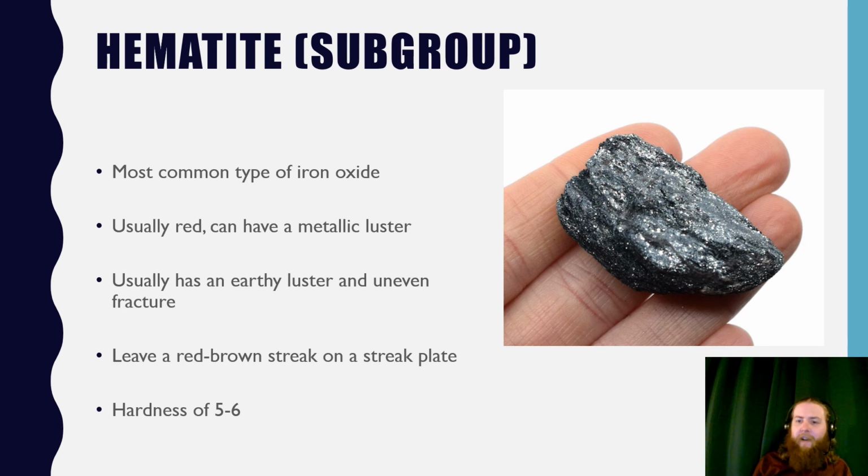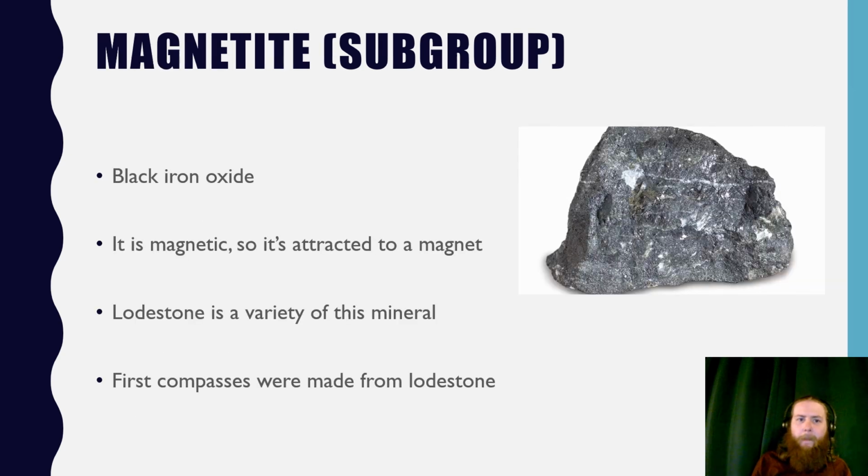Hematite is inside of these oxides and is our most common type of iron oxide. They're usually red. This sample I have here is not. It's kind of a shiny black. They can have a metallic luster. They can have an earthy luster or an uneven fracture. And they leave a very red-brown streak on a streak plate, hardness of around 5 to 6.